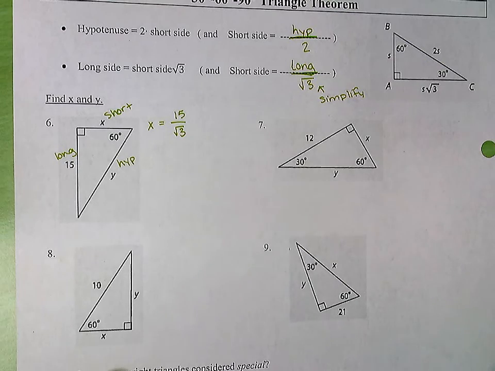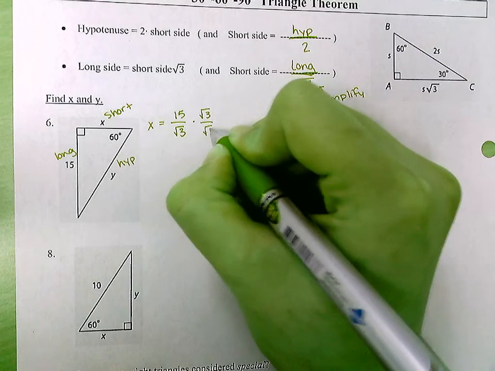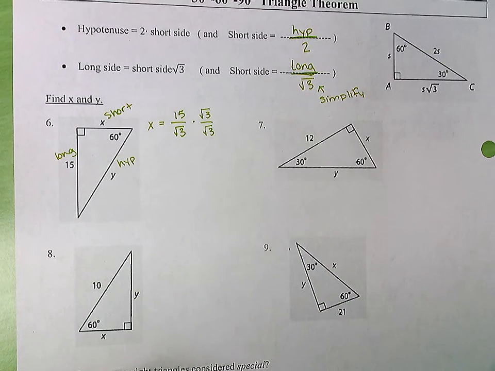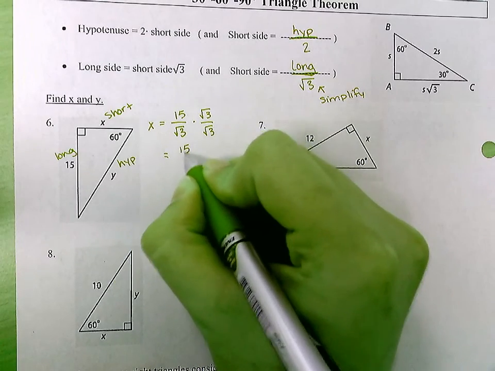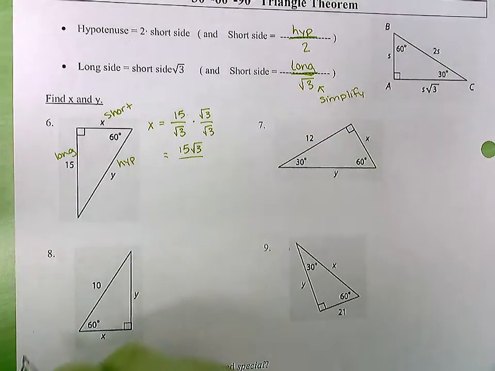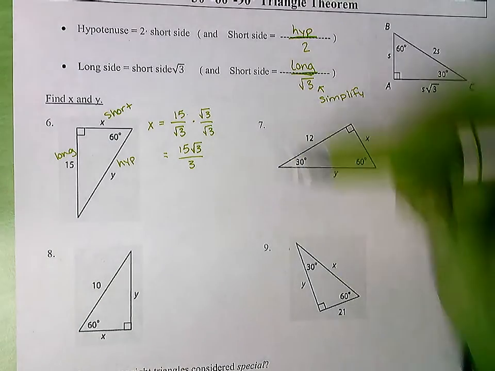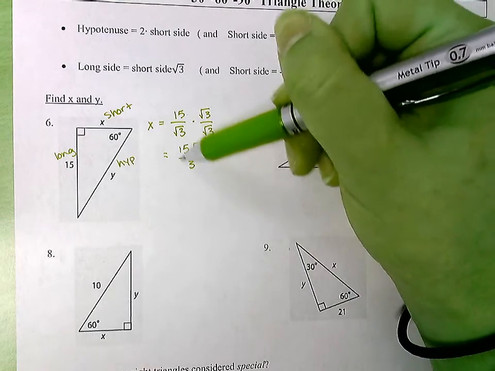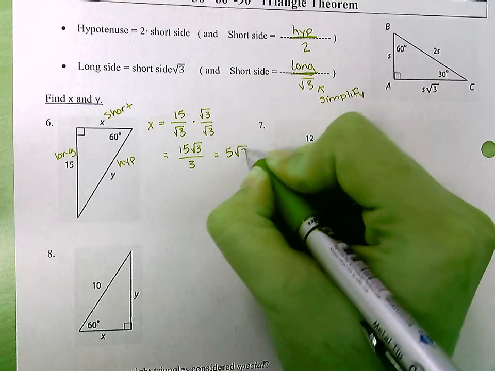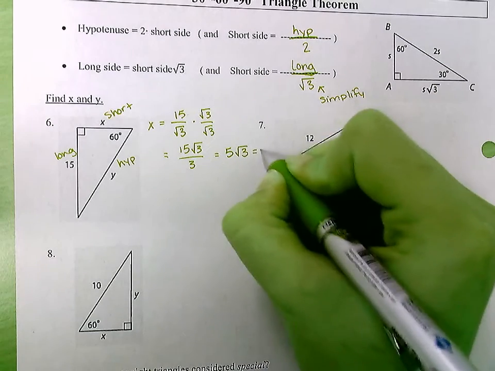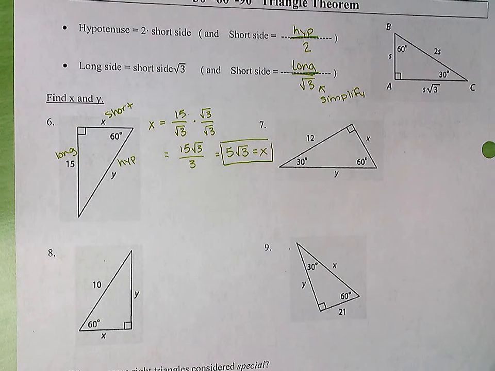So I want to simplify. I'm going to multiply by the square root of 3 over the square root of 3. Multiply straight across. So we have 15 times the square root of 3 over 3. I can reduce this fraction. So 15 divided by 3 is 5. So my x value, or short side, is equal to 5 times the square root of 3.